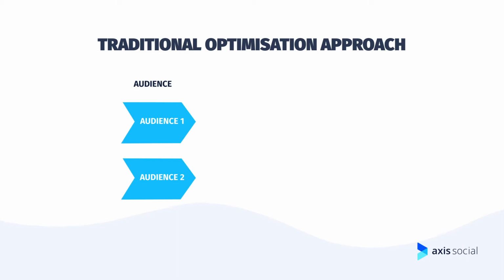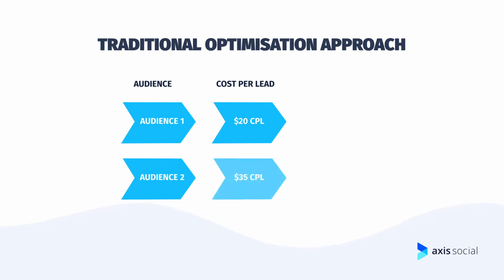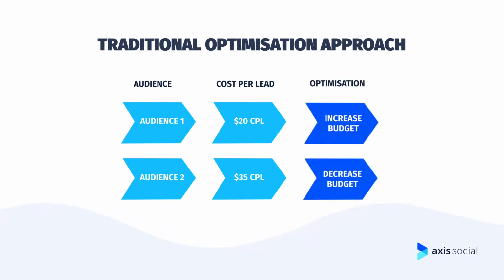As an example, you can see in this scenario on screen that we have a campaign with two audiences. Audience 1 is generating a cost per lead of $20, whilst Audience 2 is generating a cost per lead of $35. Under a traditional performance-focused optimization approach, Audience 1 would receive more budget due to its lower CPL.